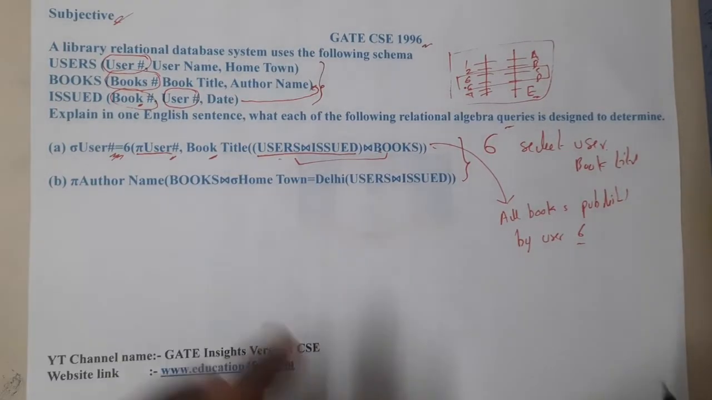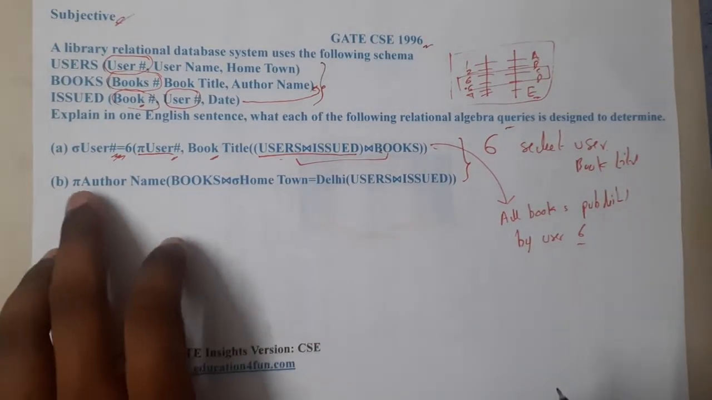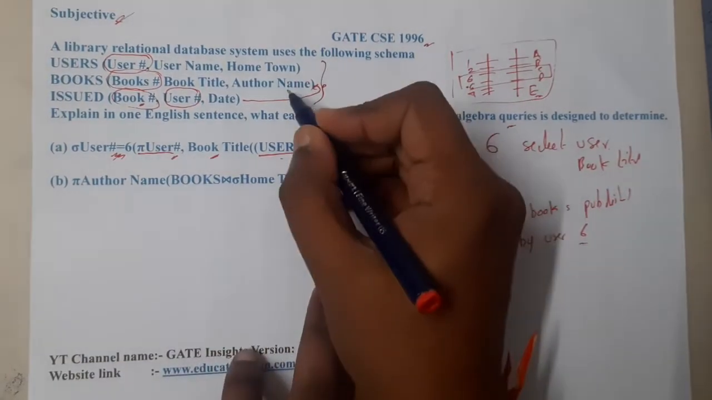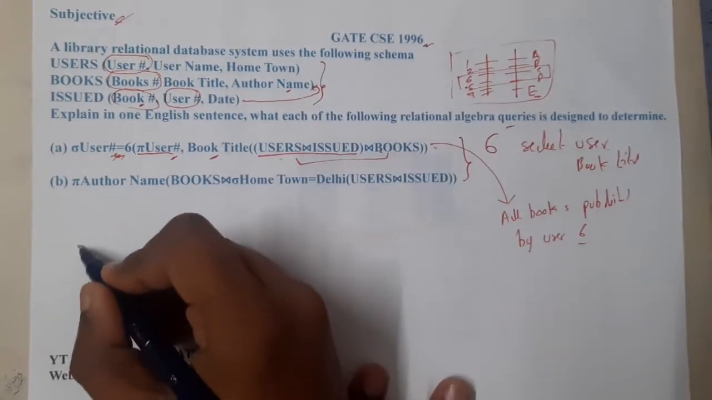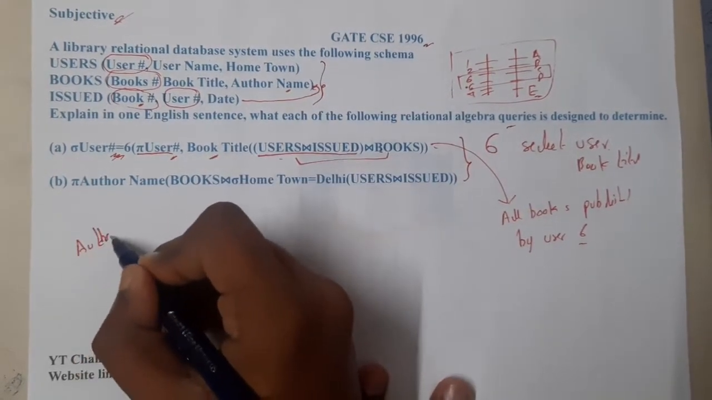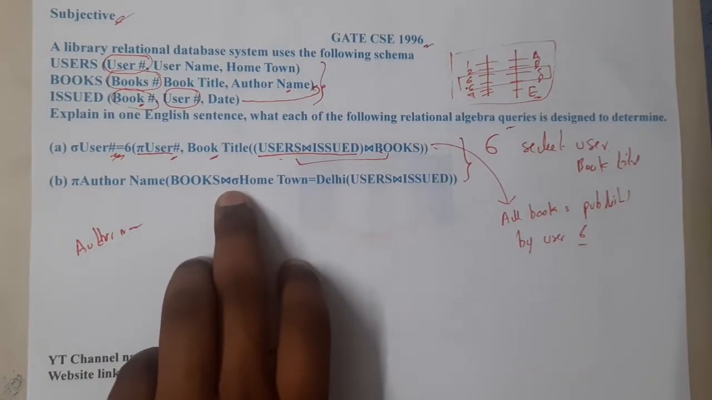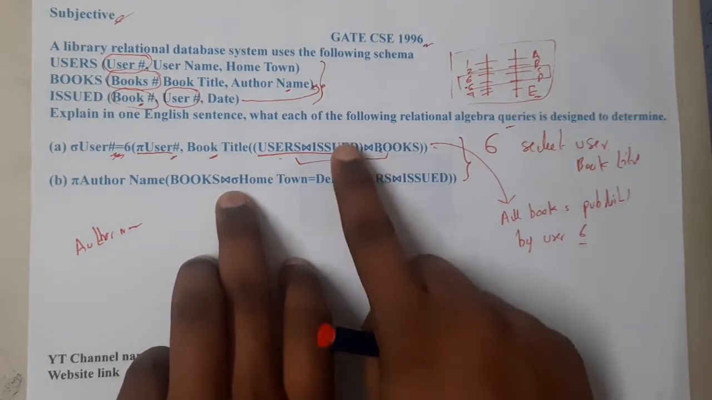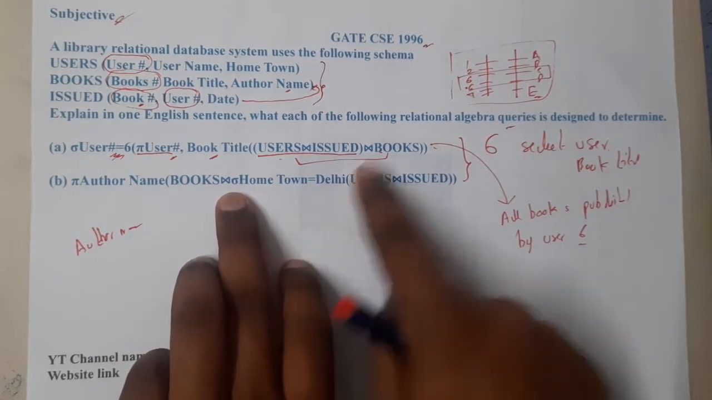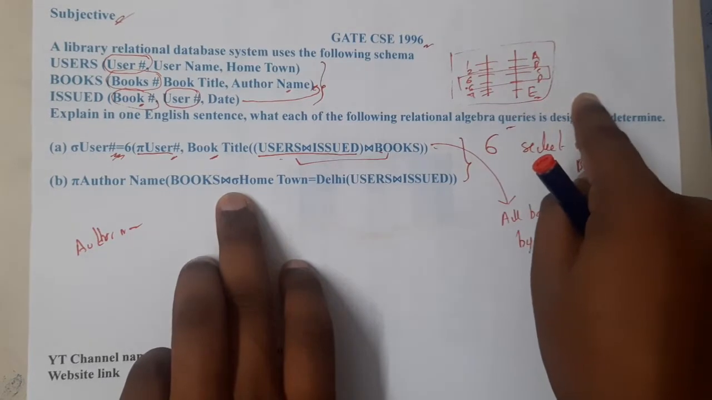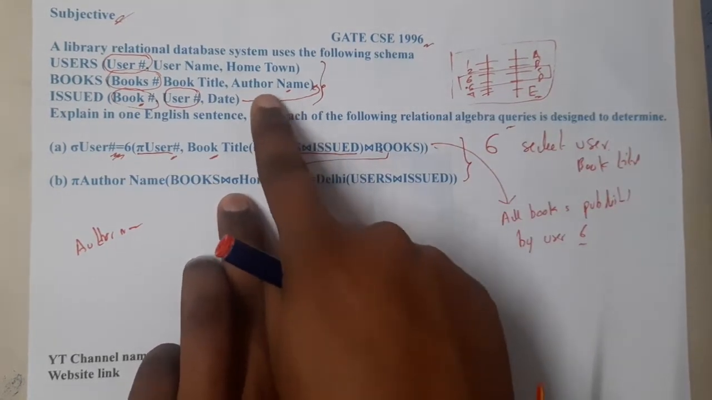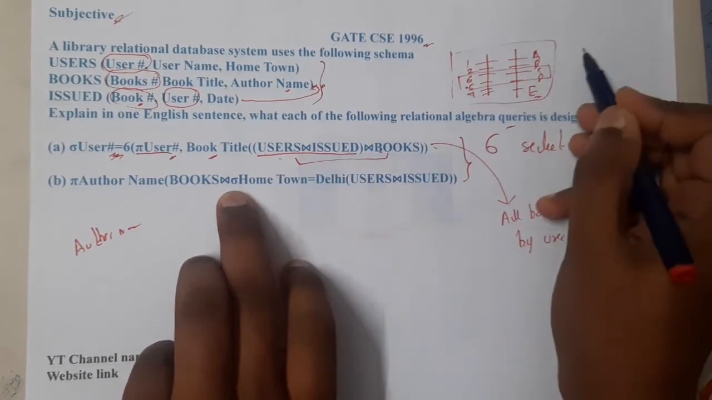Now moving on to the second query, where we are trying to print author names. So the author name is here, and we are going to print author names. Book, Cartesian product with user and issued. The same thing we are doing here also, so at the end you will get information in this way only. As we are working with author names, let us include author names also here.